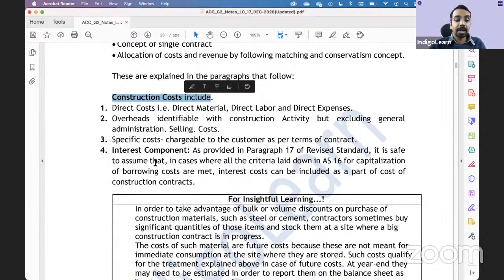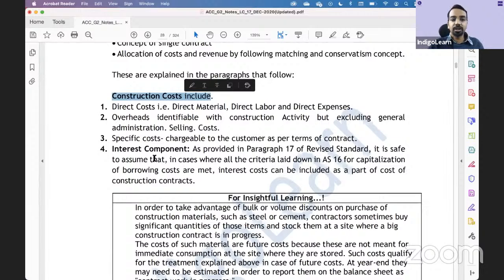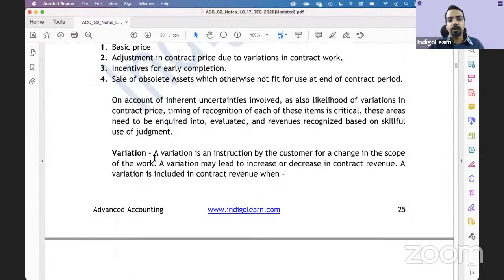Then sometimes there may be a variation in the construction contract. Say for example, I wanted to construct a 2-floor building. Then I changed my mind and I said, okay, I don't want a 2-floor building. I want, let us say, 2.5-floor building. I want to add another half floor on the top of the second floor. Half floor means part of the building, right? Now there is a variation.